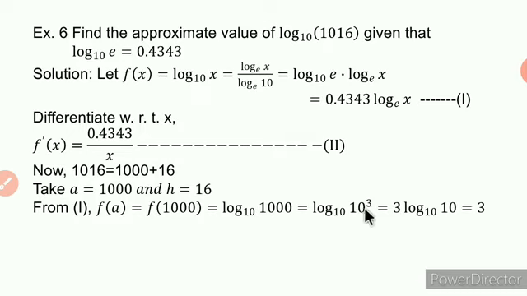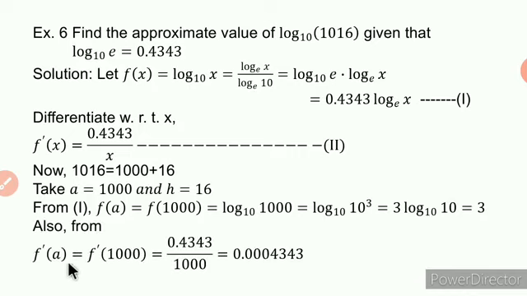Now use the logarithmic rule for indices. It is log m raised to n is equal to n log m. So its value is 3 log 10 to the base 10. And the value of log a to the base a is 1. So its value is 3 into 1, which is 3. Also from 2 we get f dash of a is equal to f dash of 1000 is equal to 0.4343 divided by 1000. So it is equal to 0.0004343.